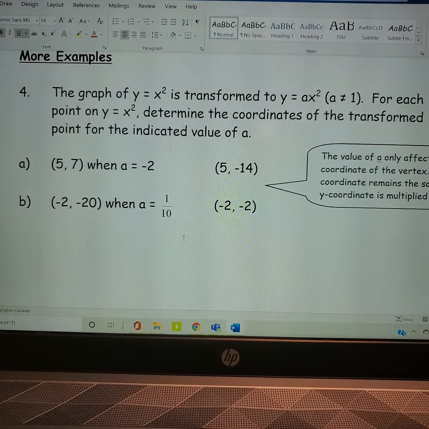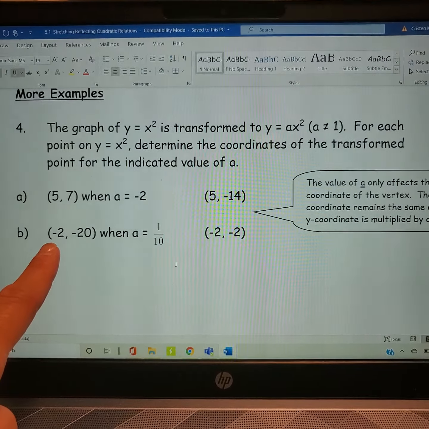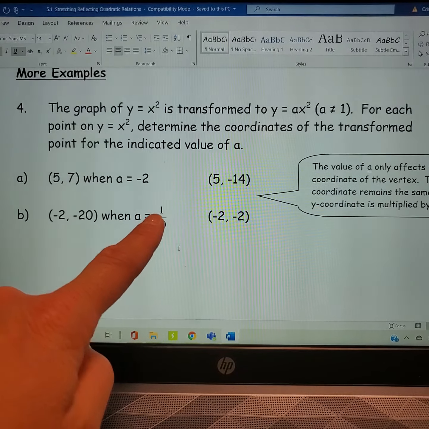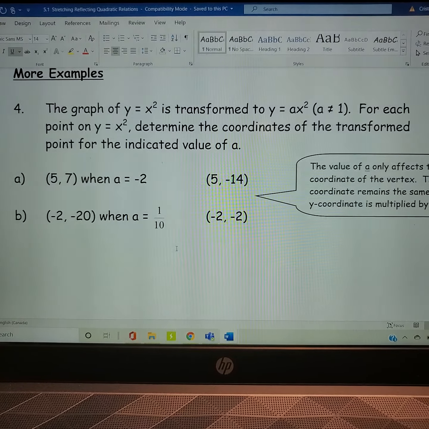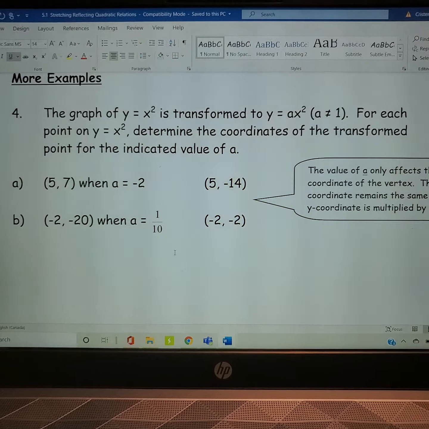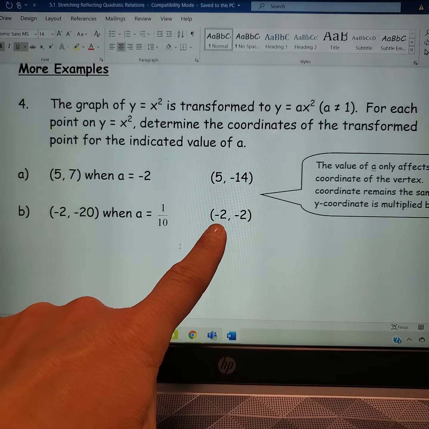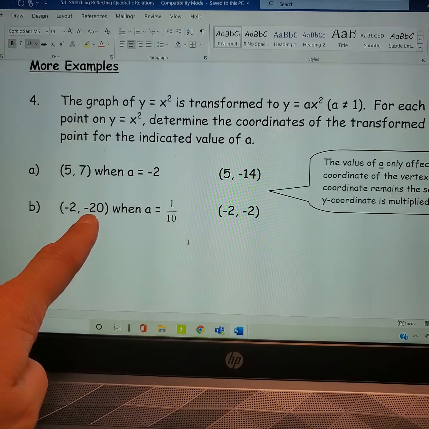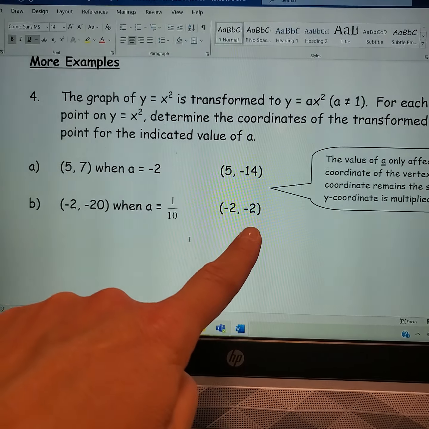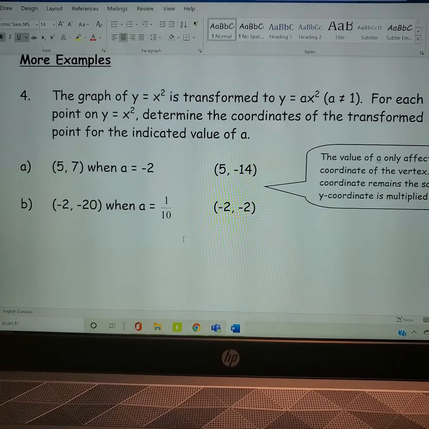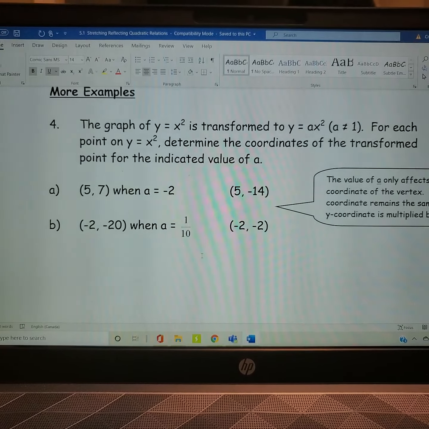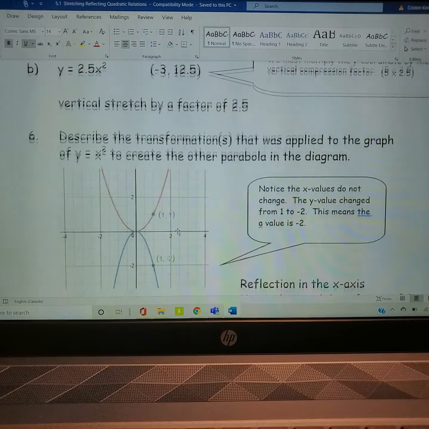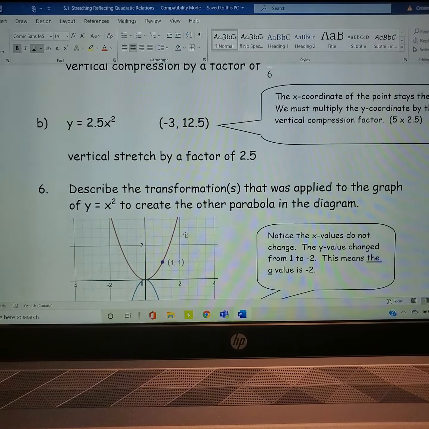Same thing with the next example. You have an original ordered pair of -2, -20. The a value is 1/10, which means there was a vertical compression by a factor of 1/10. What is the new ordered pair? The x value didn't change, but the y value, which initially was -20, was multiplied by 1/10, resulting in a y value of -2. And I just want to note that you are not responsible for example number 6. Okay, thank you.